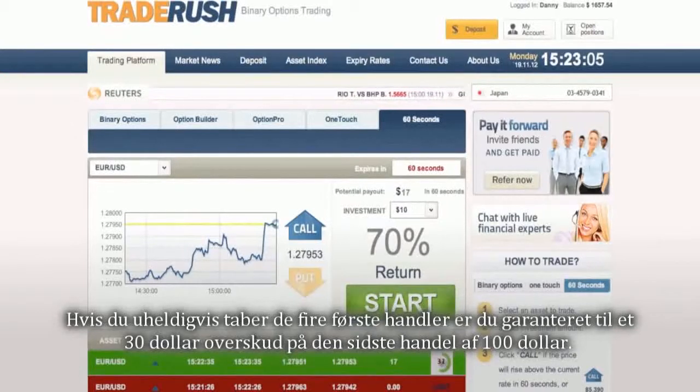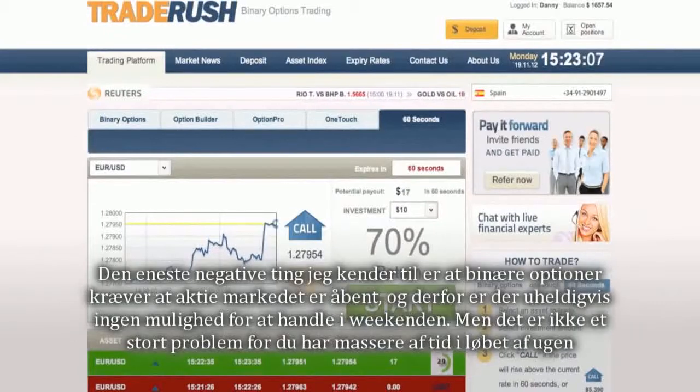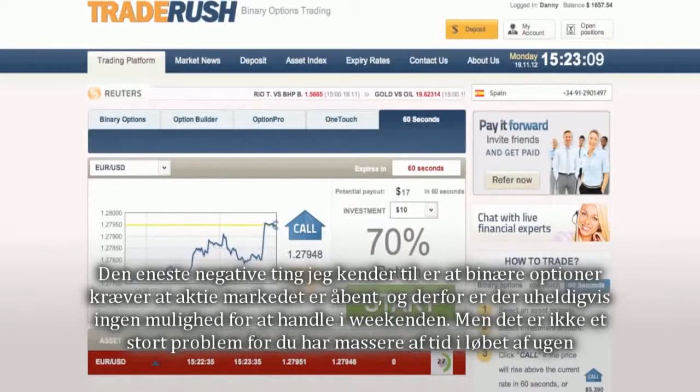Yeah, so the only downside I know is that binary options do require the stock markets to be open. Therefore, unfortunately, there is no trading on the weekends, but that's not a big curse because you've got plenty of time during the week.